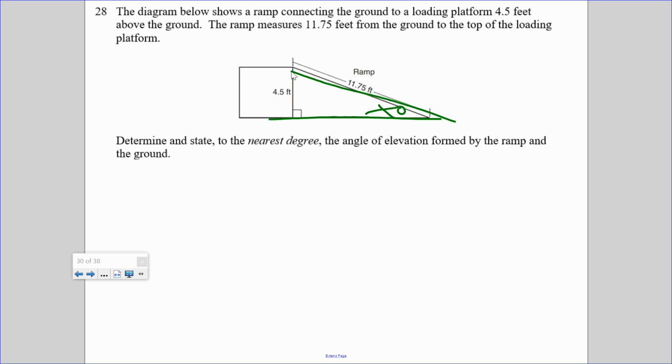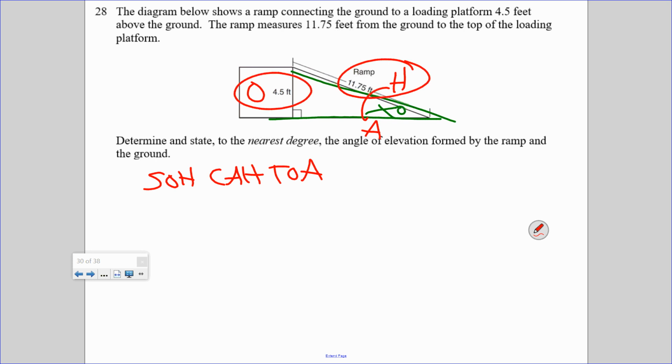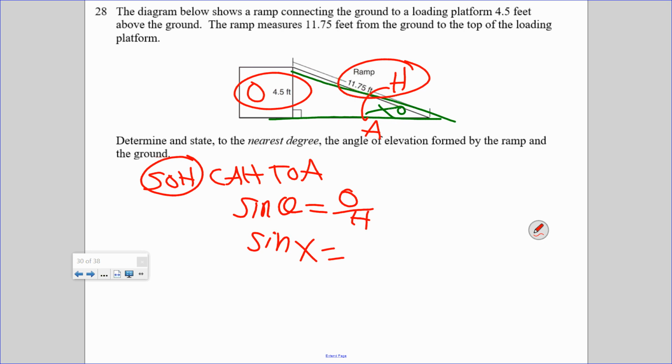There's an angle involved. So, I know I'm going to have to use SOH CAH TOA. What's involved? H is 11.75. O is 4.5. So, sine of theta equals opposite over hypotenuse. In this example, theta is x, O is 4.5, and H is 11.75. We said earlier, there's two types of SOH CAH TOA problems. I want to get x by itself. I need to get rid of sine.